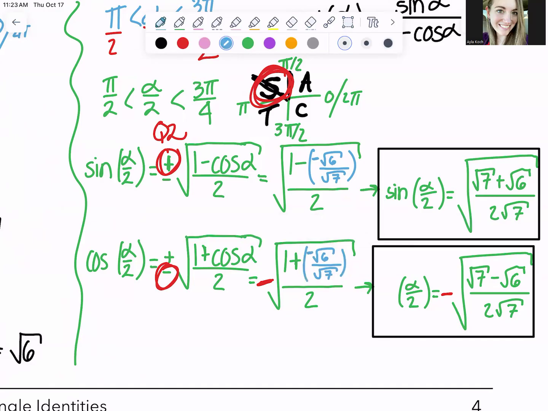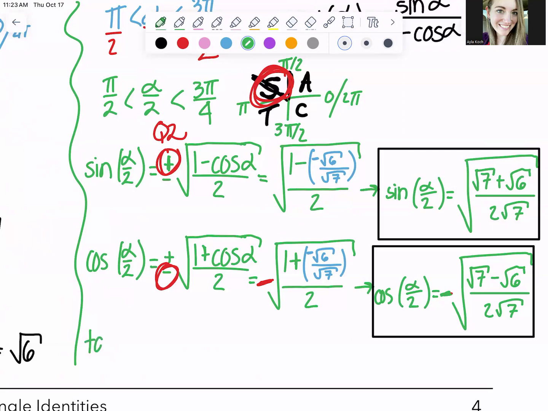All right, this is negative. But this is a minus sign here, plus sign here, minus sign, plus sign. So this minus a negative turns to a plus here. This is a plus a negative, it's a minus. So the only difference here is that this has a negative. This is cosine of alpha over 2. It's negative square root of square root 7 minus square root 6 over 2 square root 7.